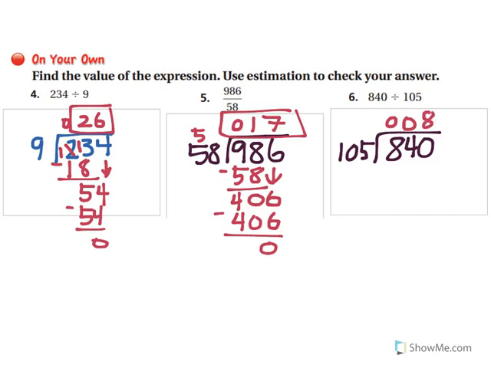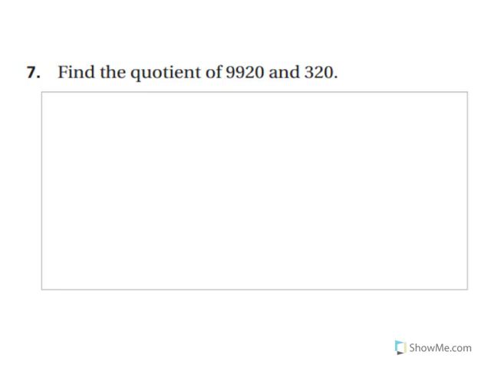Let's try this. There we go. All right, so 8 times 5 is 40. Put my 0 here. Carry my 4. 8 times 0 is 0 plus 4 is 4. And then 8 times 1 is 8. That's it. My answer is 8. Not too bad. All right, we're going to go ahead and move on to our next problem.